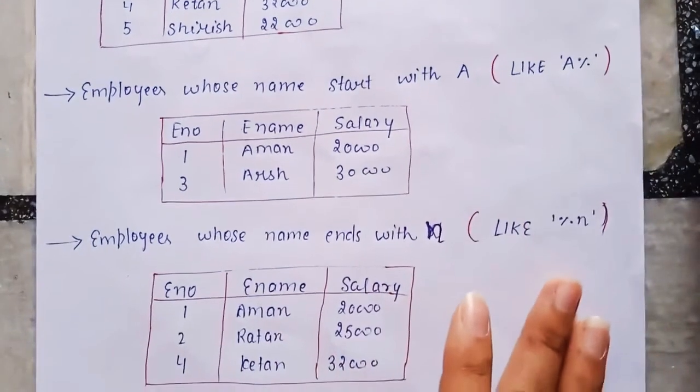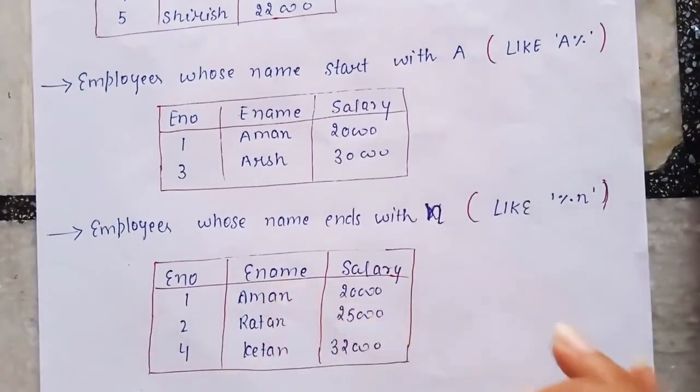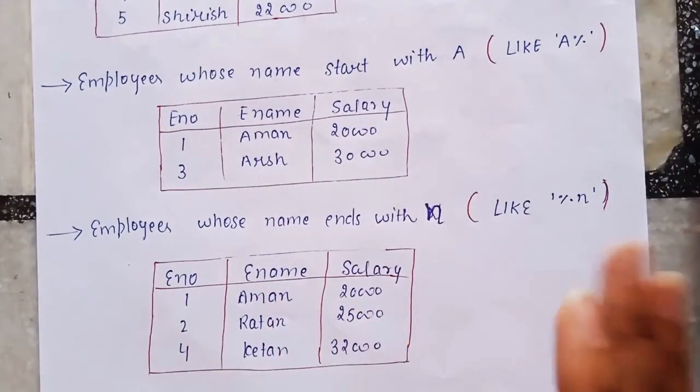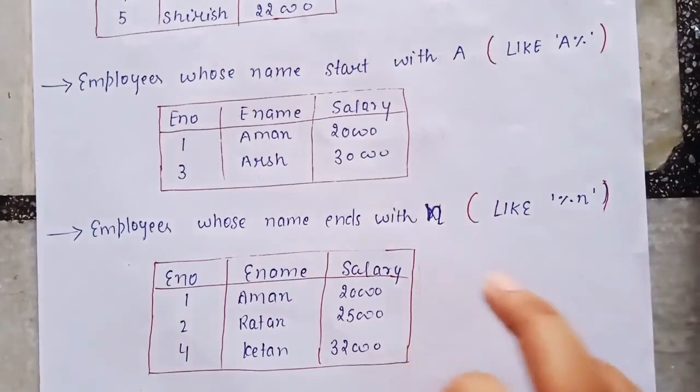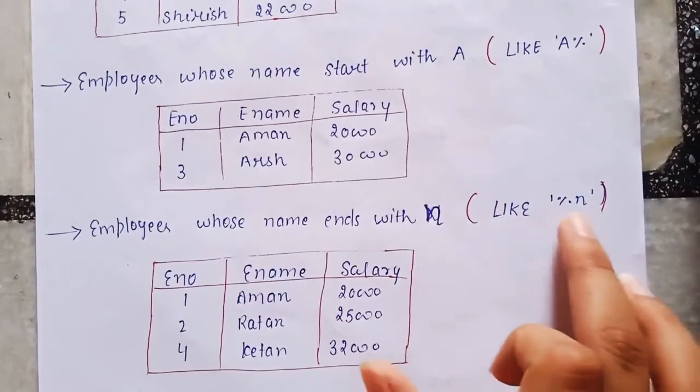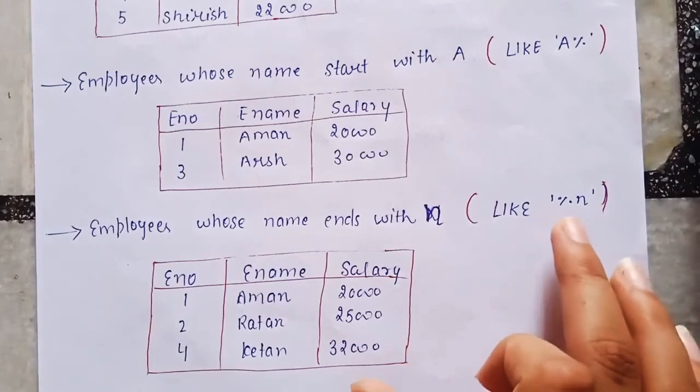Now let's move to our second query. In this query, we want to find those employees whose name ends with N. So how do we write the query here? LIKE '%N'. It doesn't matter how many letters precede N.